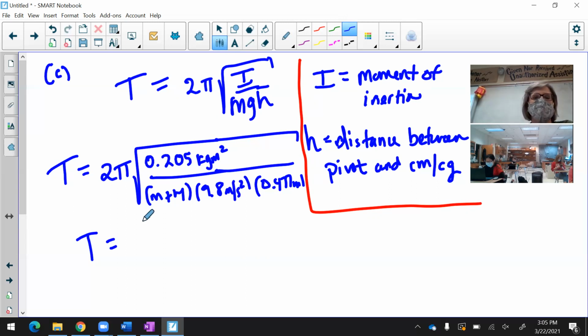Anybody got an answer this time? Did you multiply it by 2 pi? Is it 1.5? Anybody have trouble getting that? Try again. Make sure you add the masses together. So that's like 0.770.